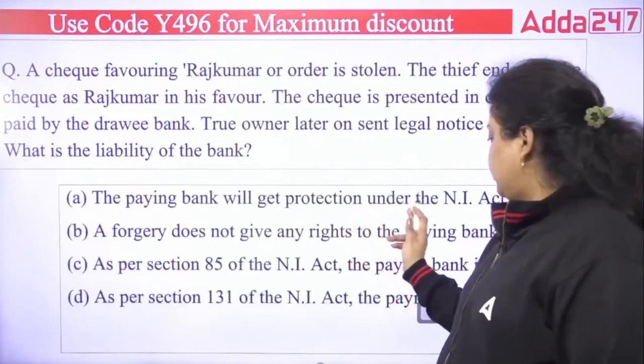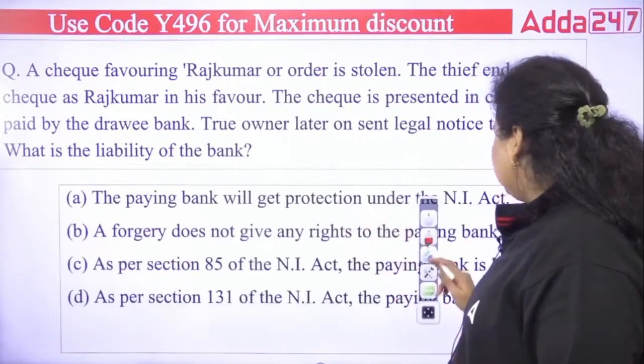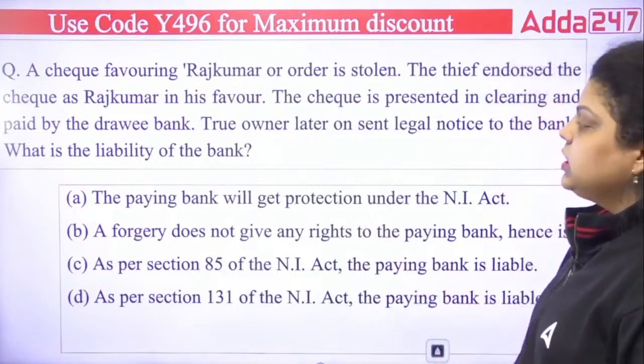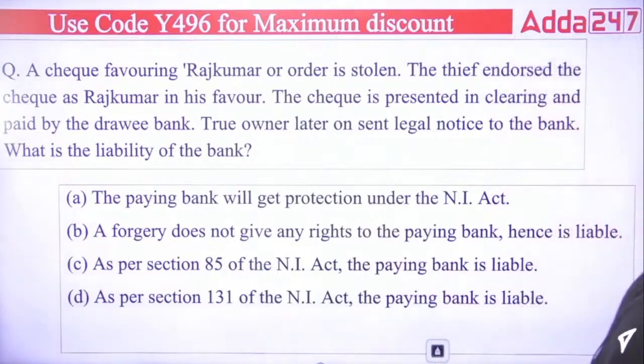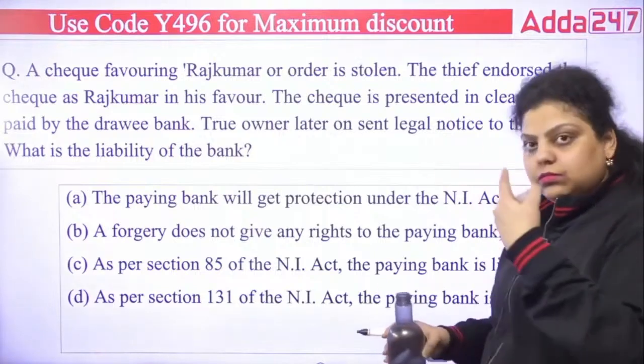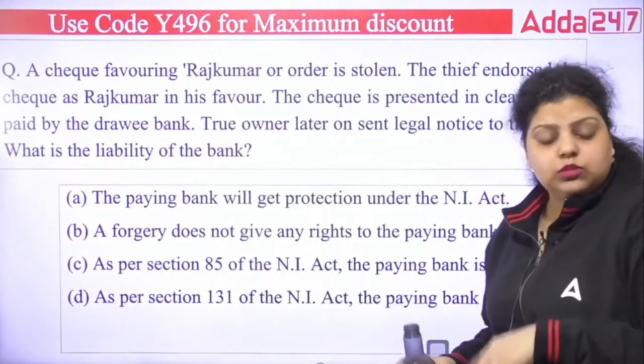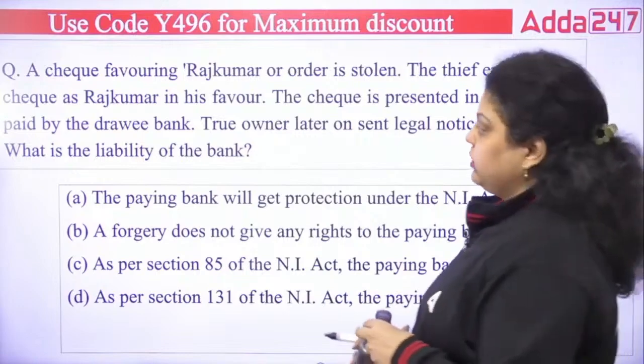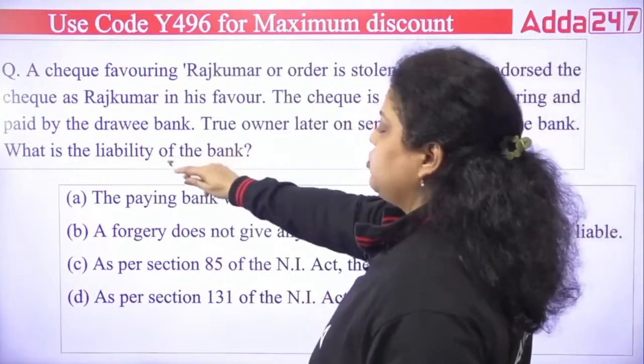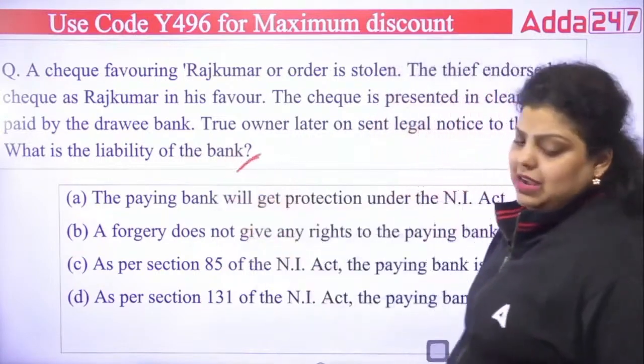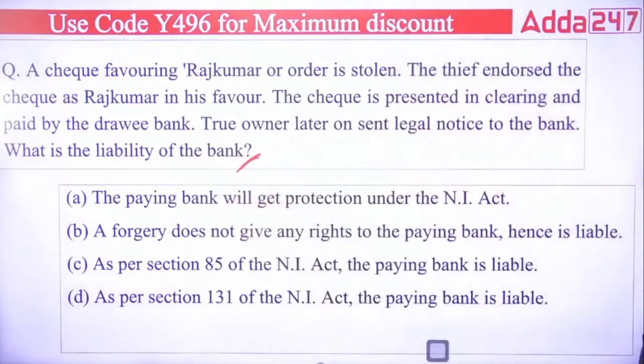So these are the 4 options in front of you. You have to answer what is the liability of a bank. So there was a check for Rajkumar, and the check has been stolen. And the thief has taken a payment. The thief has endorsed the check in his favor as Rajkumar. So in that situation, the bank also made the payment. So what is the liability of the bank? Is the bank liable to make payment to the real owner or not?